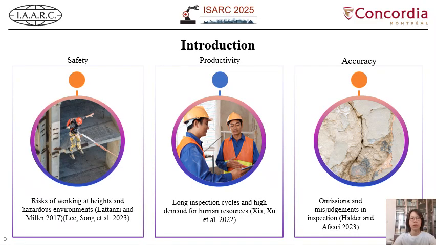discussion. As our topic evolves around building inspection, we'll be stating the main limitations and challenges currently in building inspections, which are safety, productivity, and accuracy. Regarding safety, there are risks of workers working at height as well as in hazardous environments. For productivity, building inspection requires long inspection cycles and high demand for human resources, as well as accuracy, where there are misjudgments in inspection. That's why we opt for advanced methods and technology in building inspection.